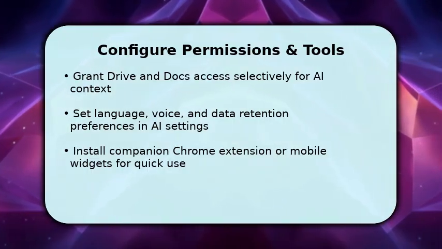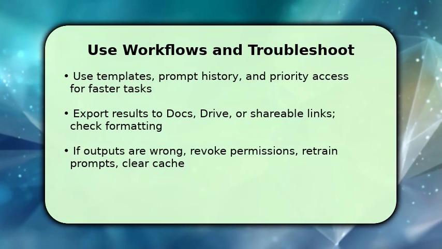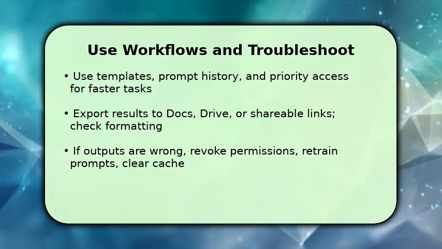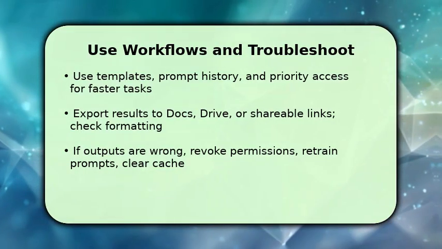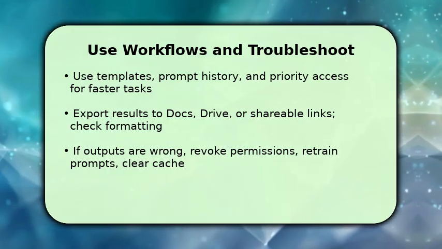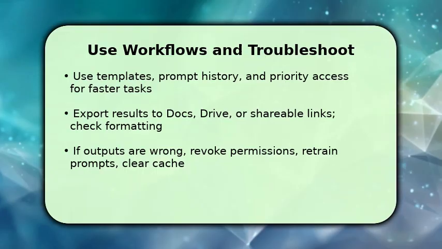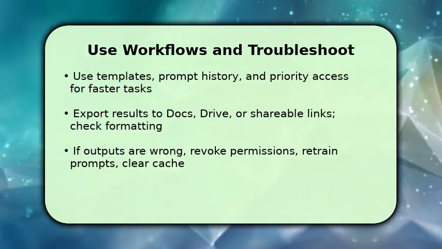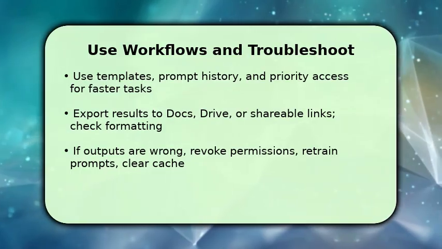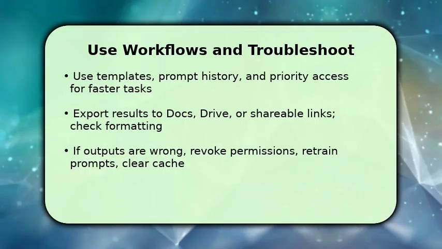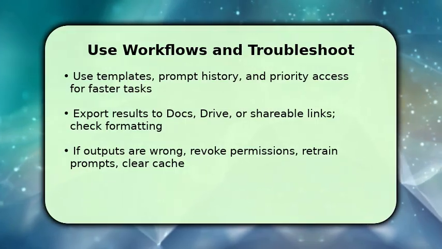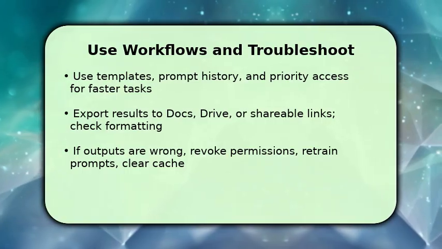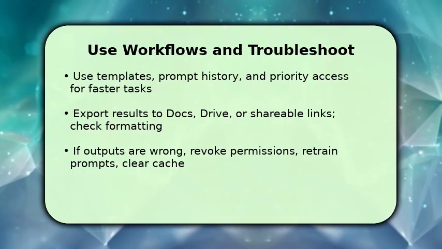Finish by adopting workflows that keep you efficient. Use templates, prompt history, and priority access to reduce repetition and speed up complex tasks. When the AI completes work, export to Docs or Drive and check formatting before sharing. This prevents small errors from propagating. If results are consistently off, revoke document permissions, adjust prompts to be more explicit, and clear app cache or sign out and back in. That sequence usually resolves mismatches and restores expected behavior quickly.